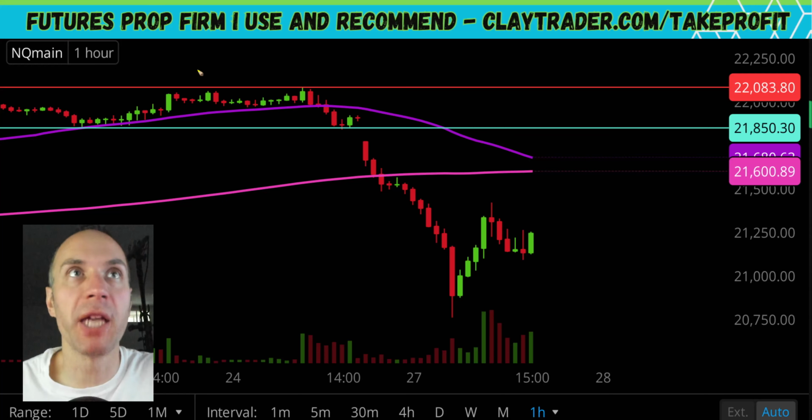One quick clarification, I will be using the 1 hour time frame, meaning each one of these candlesticks here represents 1 hour's worth of time.